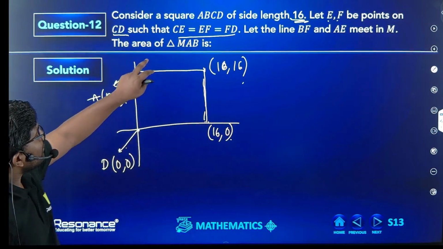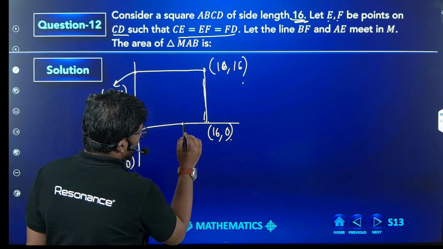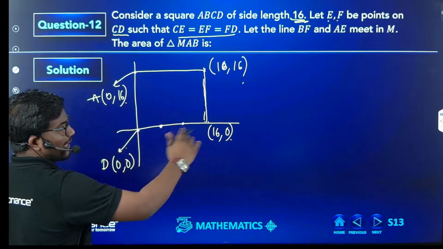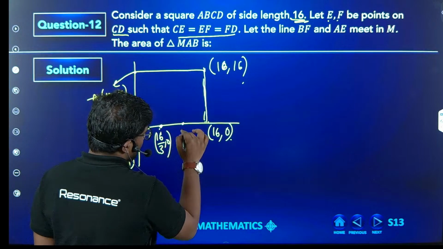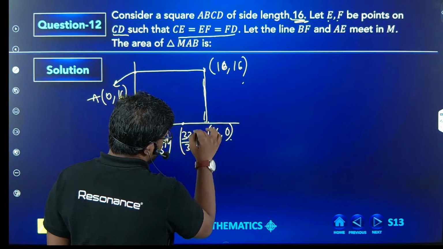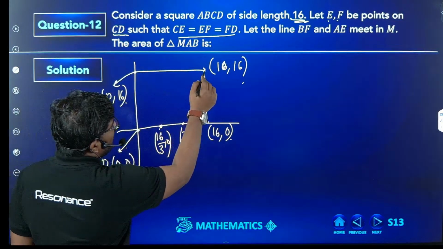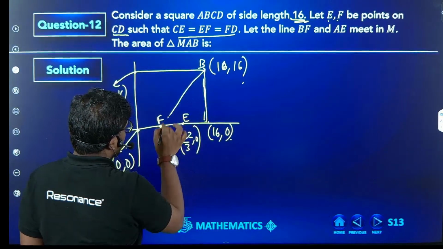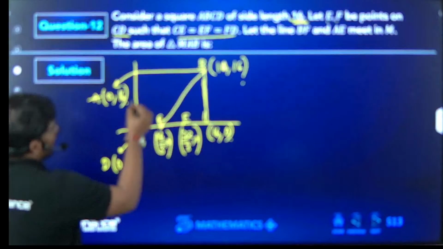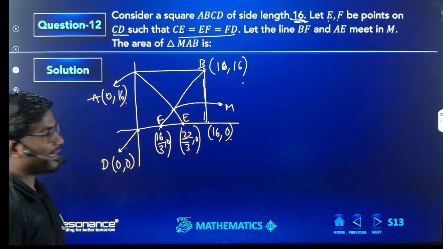Now we're given the information that CE is EF is FD. So E and F are to be points that are located equidistant on this part. So this entire distance is 16. So this has to be (16/3, 0), and this is (32/3, 0). Now we're given that there exists a line BF and there also exists a line AE. Now BF and AE meet in M, and the question asks for the area of triangle MAB.